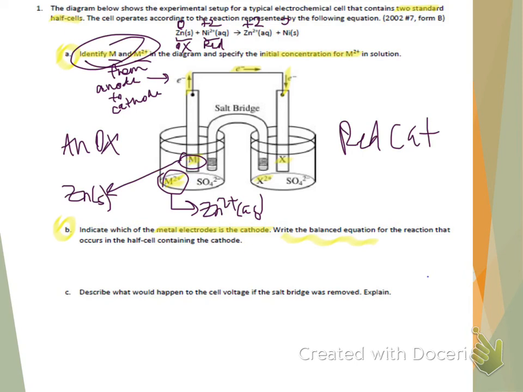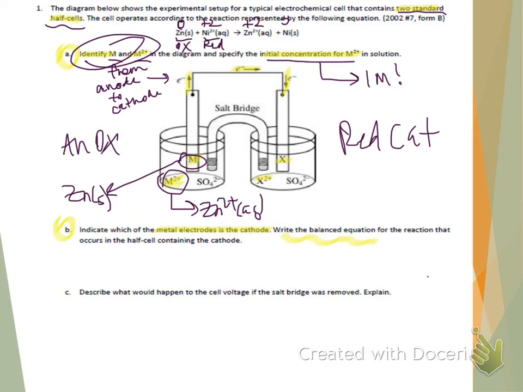You might have been stumped by that initial concentration of M2+. That's just simply a definition. If we read carefully, we saw that we were in 2 standard half cells. A standard cell is always 1 molar solution. So once we figured out A, B should have been really easy.